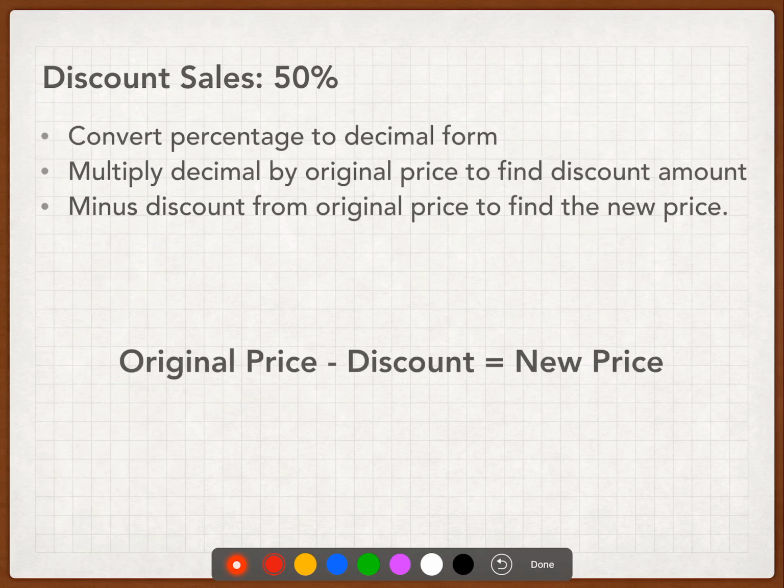So just to recap, when you're doing discount sales of 50%, you convert the percentage to a decimal form. We multiply the decimal by the original price to find the discount amount, and then we minus the discount from the original price to find the new price. And we've got our formula there: original price take discount equals new price. And that is how you find out the discount sales of 50%.